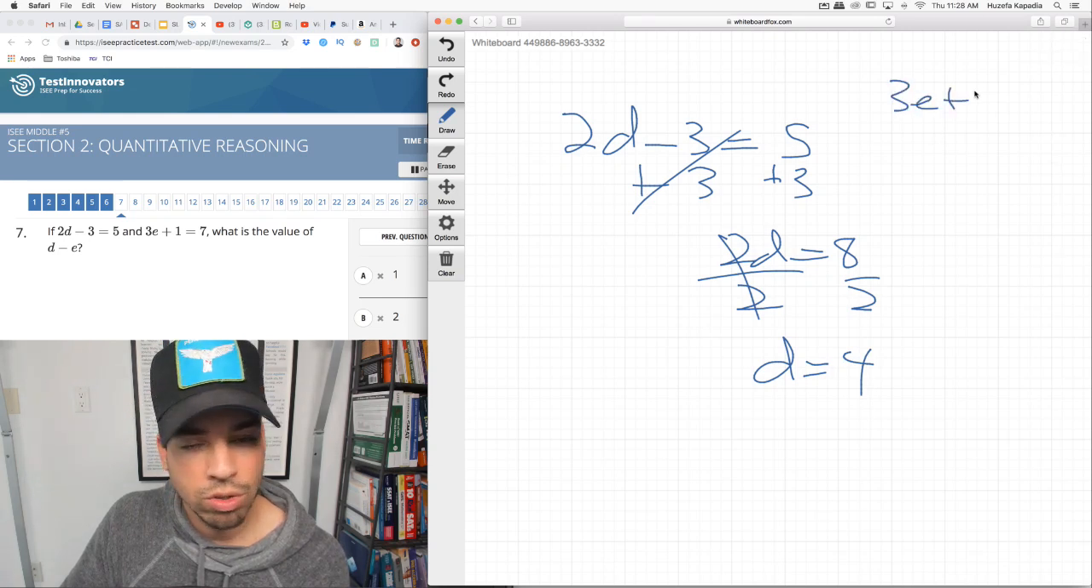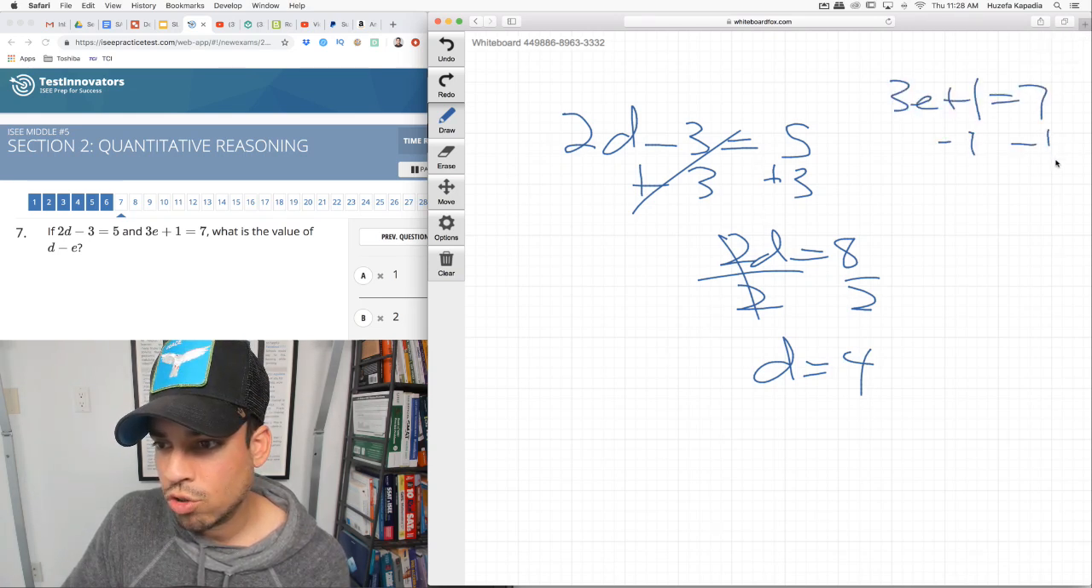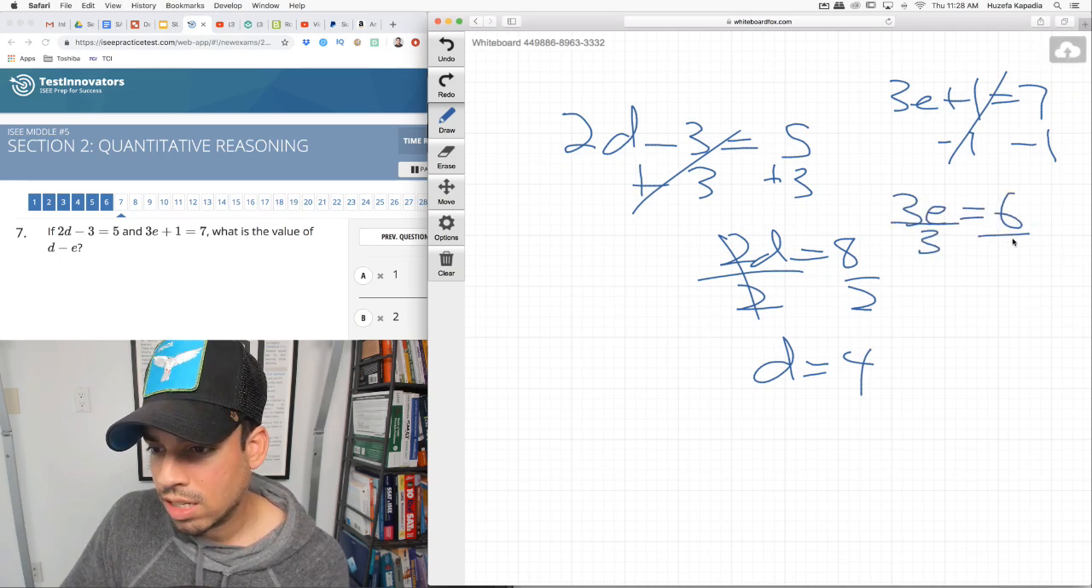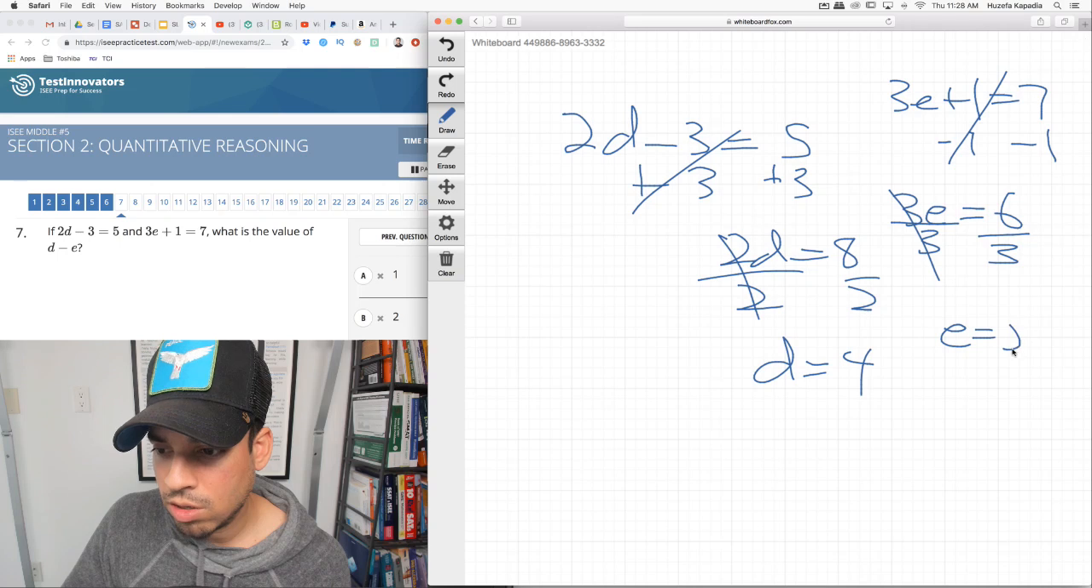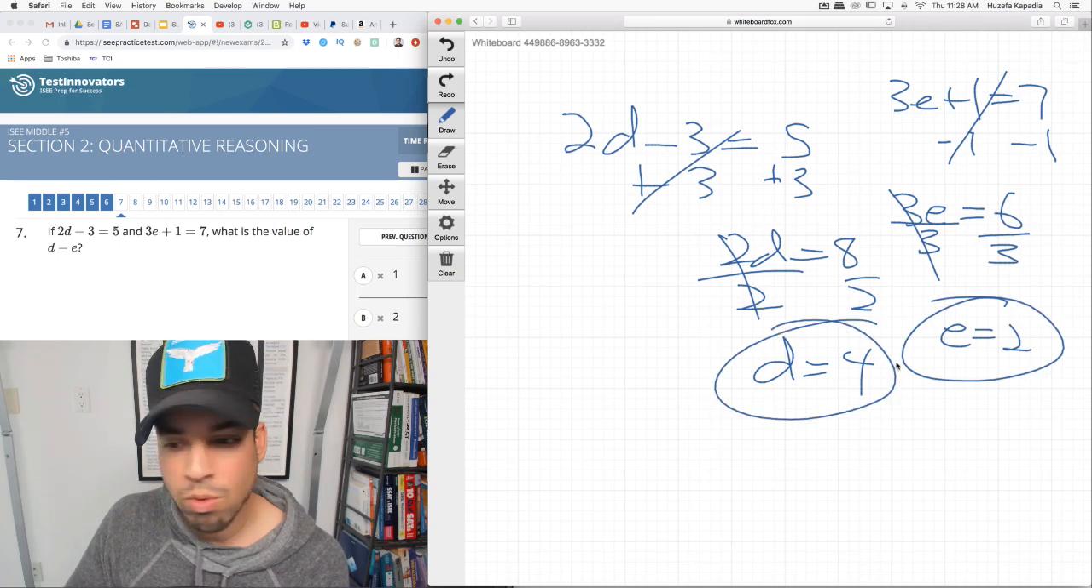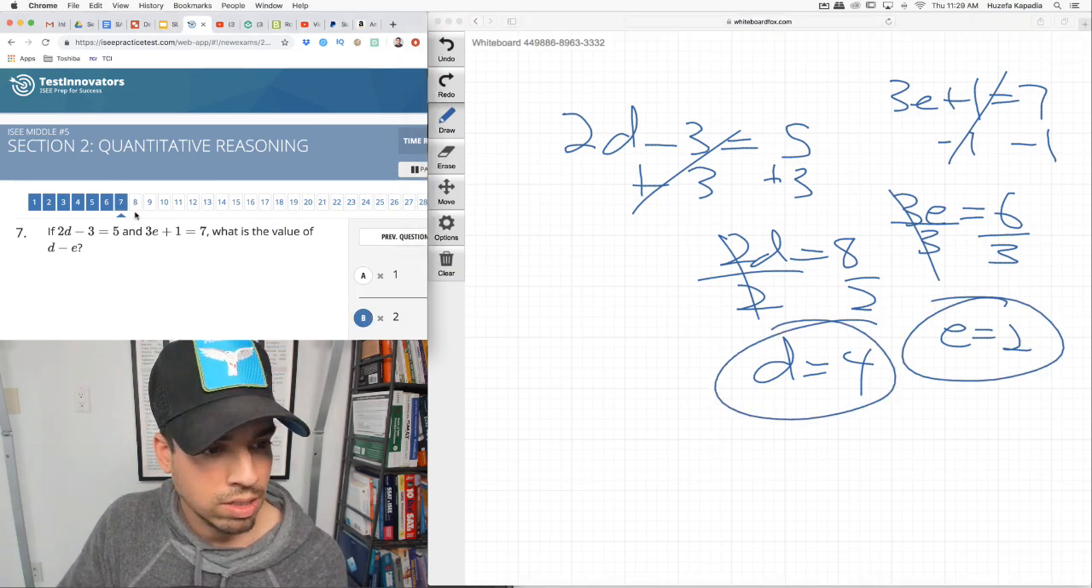We use the second equation, 3e plus 1 equals 7. I'm going to subtract 1 from both sides to isolate. 3e equals 6. Divide both sides by 3, and I get e equals 2. So what is 4 minus 2? It's just 2. d minus e. Next.